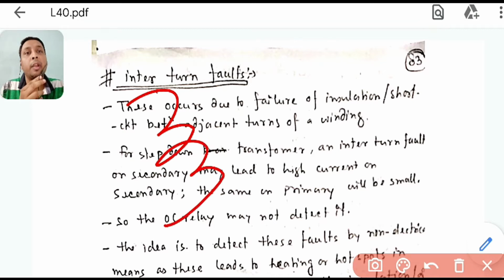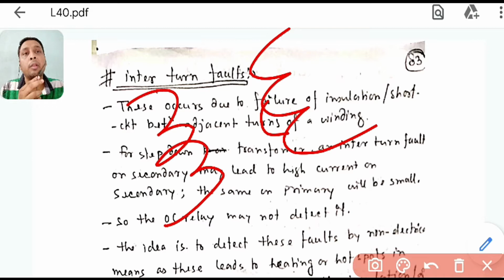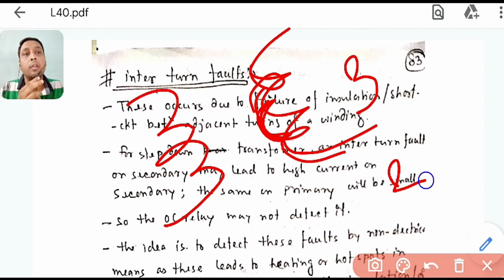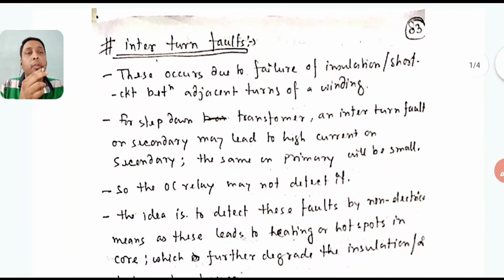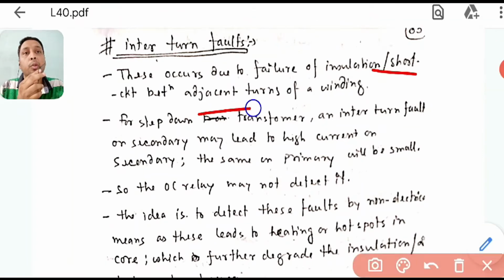You have primary winding, you have secondary winding. So some of the winding gets shorted. The original turn was 3, but as this is shorted, you have only 1 turn, and then finally you have 2 turns. So the number of turns is reduced. That's it, inter-turn fault. These occur due to the failure of insulation or short circuit between two adjacent turns of the winding. So those two get short circuited, and eventually you lose some turns, so the number of turns gets reduced.